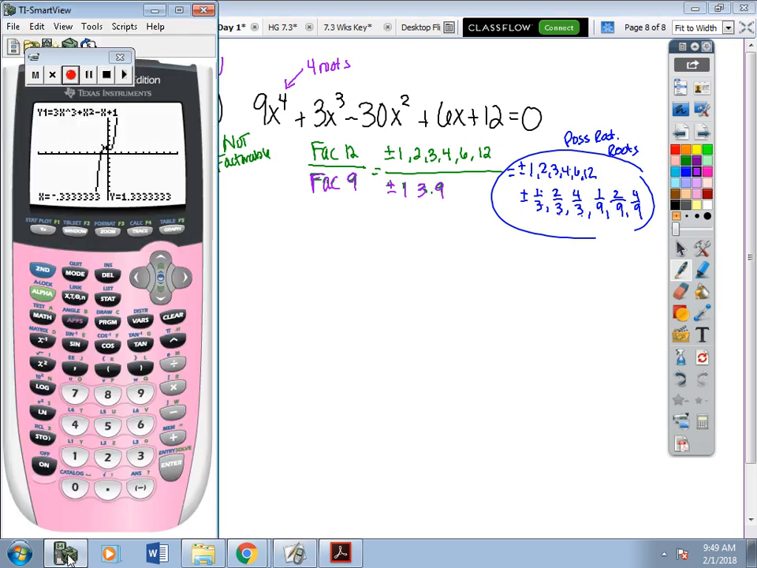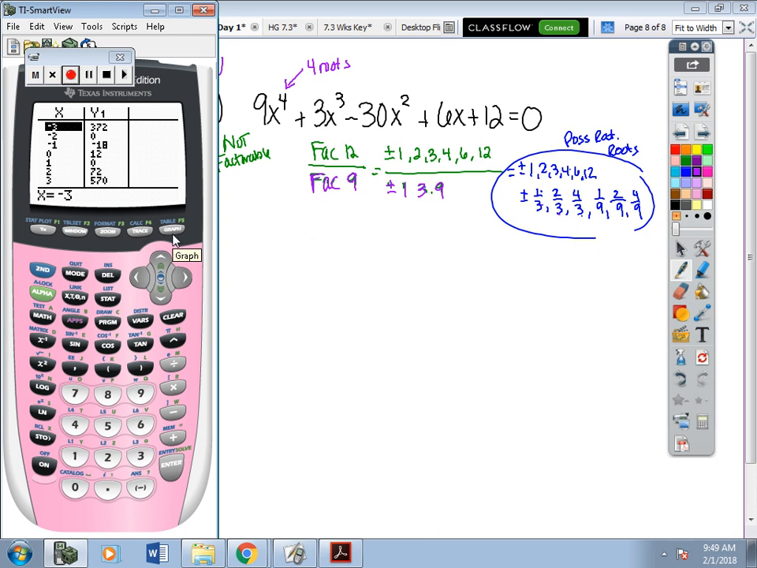Then we go to our graphing calculator, we type in our equation, and we see if we can find as many roots as we can that are in this list. Do not just find one. Oops. Go to my table first.